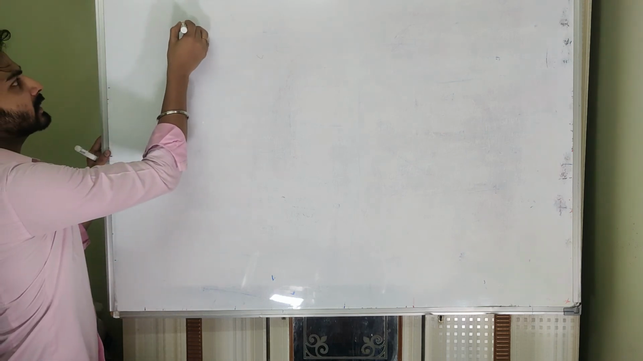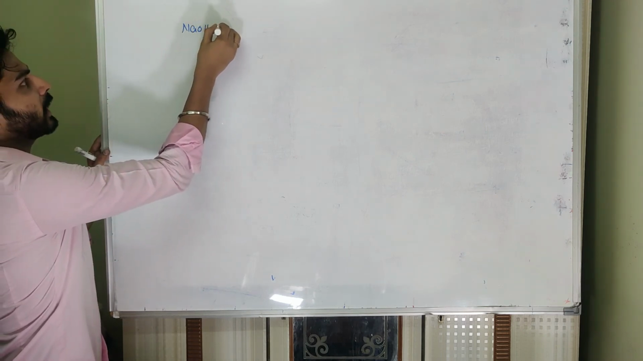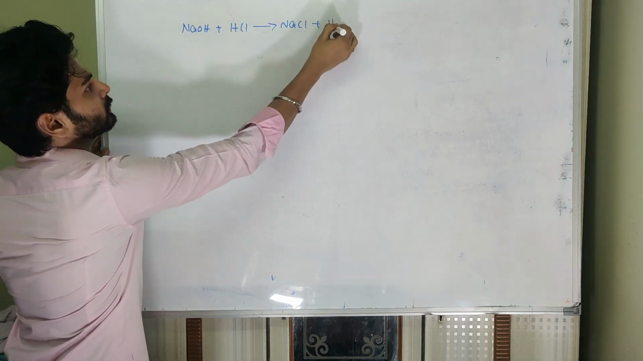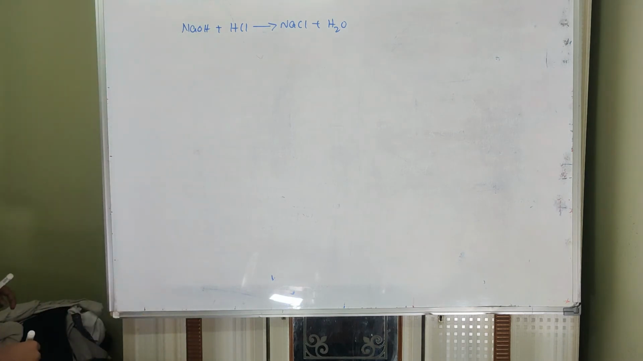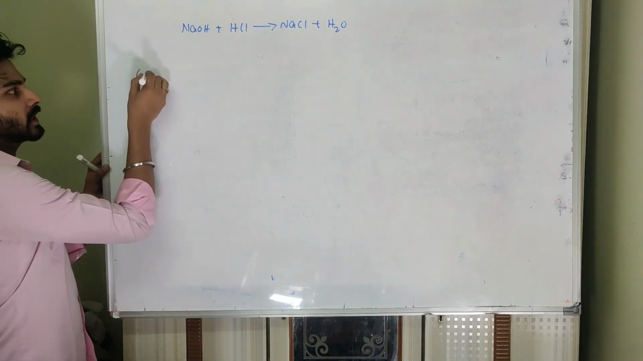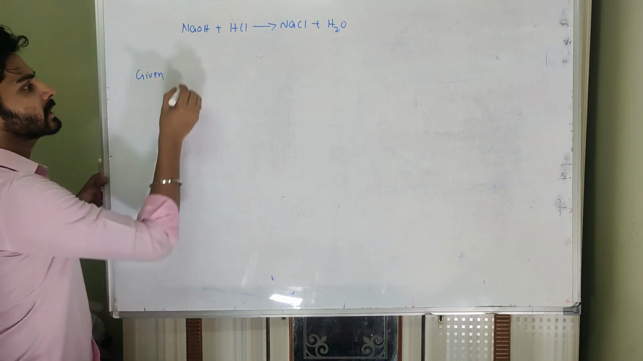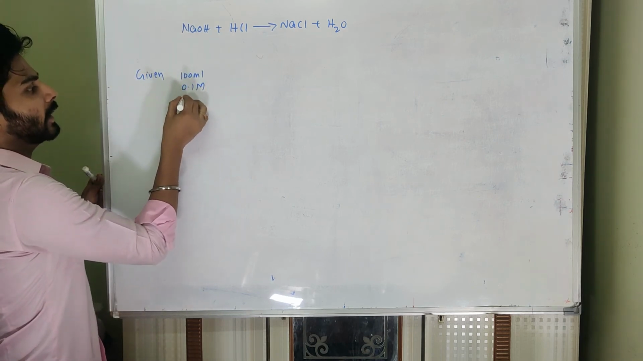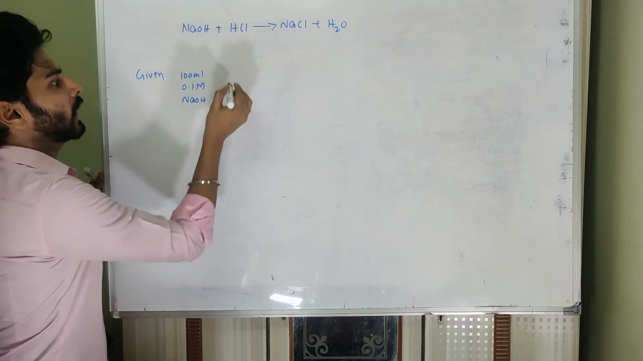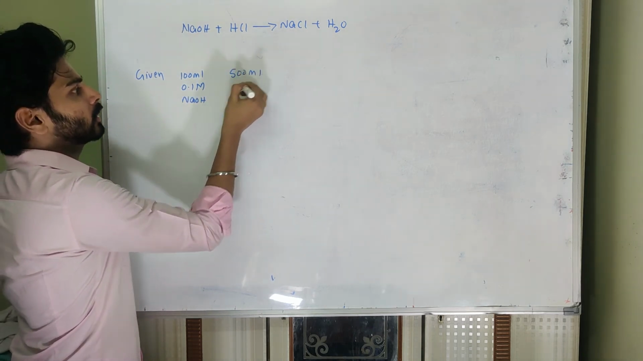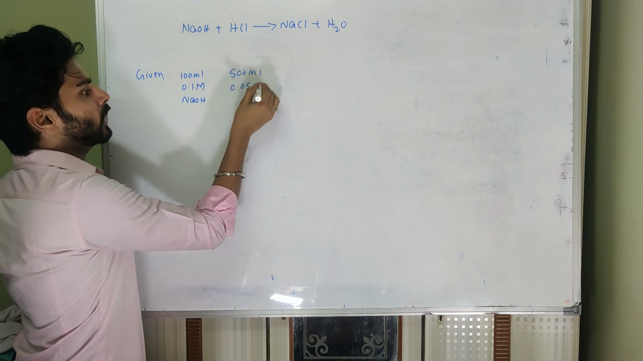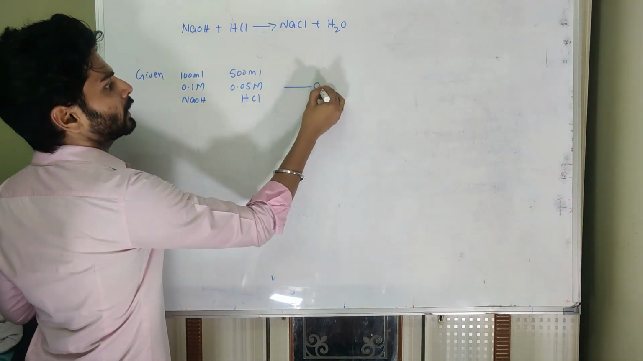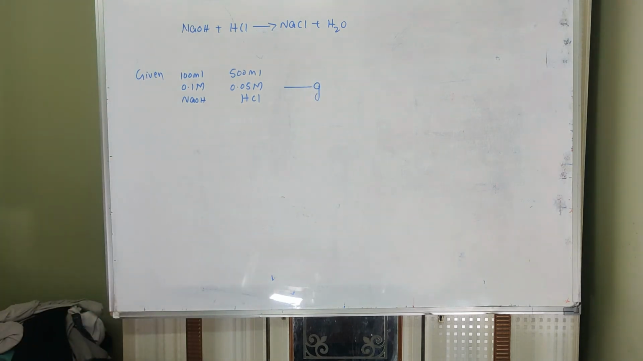This problem says that, let us say, NaOH and HCl react to give us NaCl plus water. We have to balance this. Now, it is already balanced. What is given in the problem? It is given as 100 ml of 0.1 molar NaOH and 500 ml of 0.05 molar HCl, and we are asked to calculate how many grams of NaCl are formed.